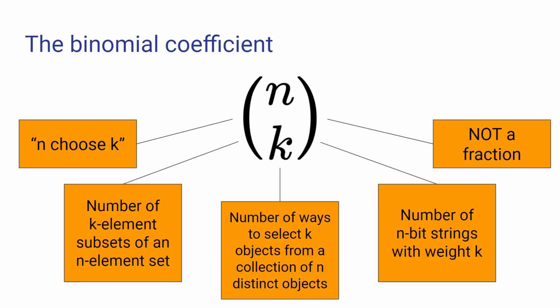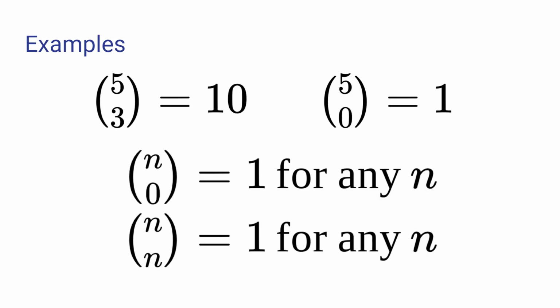Please note this notation is not a fraction. It's just notation, and there's no algebra manipulation we can do with it. For example, 5 choose 3 is 10. We know this because we computed it earlier as the number of 5-bit strings with weight 3.